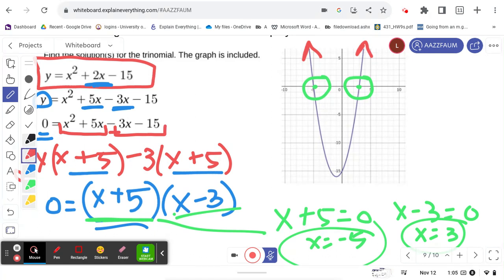And what you'll notice is this here, which is our x-axis, is really the line y equals 0. And so our solutions are where our parabola crosses the x-axis, and we are also able to find those solutions by factoring using grouping.